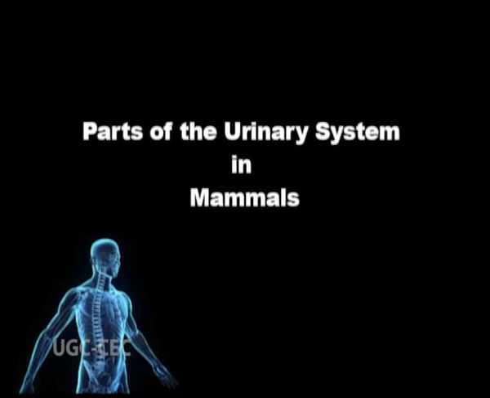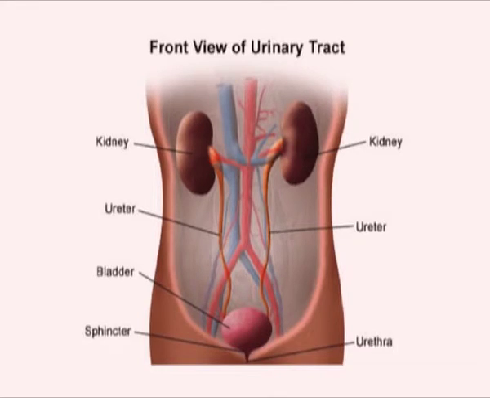Parts of the urinary system in mammals. We shall now see the urinary system of human beings as a representative example of the excretory system in mammals. The components of the system are a pair of kidneys, a pair of ureters, a urinary bladder and a urethra.